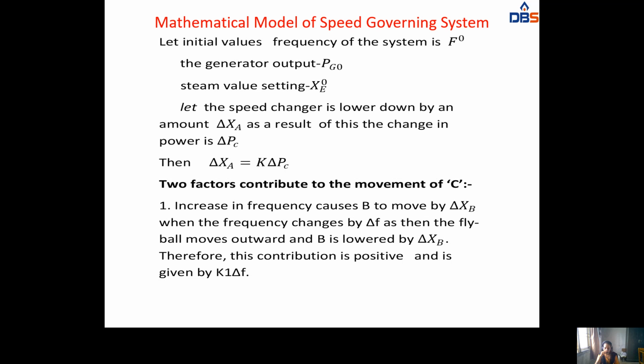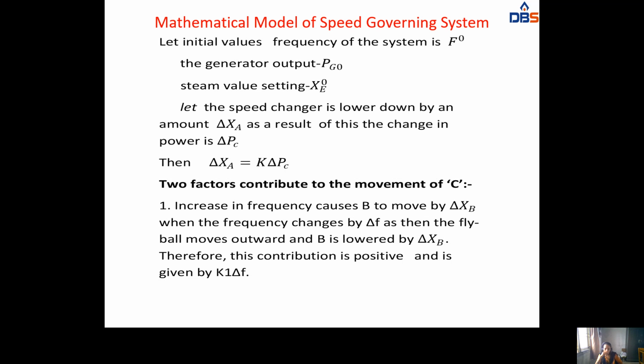Let the initial values be: frequency of the system f naught, generator output Pg naught, and steam valve setting x naught e. Let the speed changer be lowered by an amount delta xa, as a result of which the change in power will be delta Pc. So here the speed will change, and then the amount of power will also change. Whenever the speed changer moves by delta x, the resulting change in power will be delta Pc. So delta xa equals k into delta Pc.